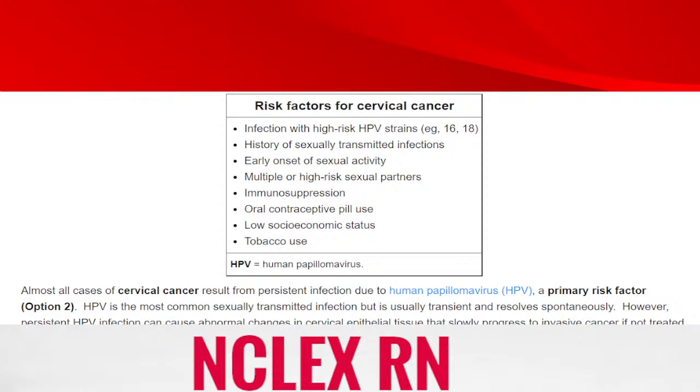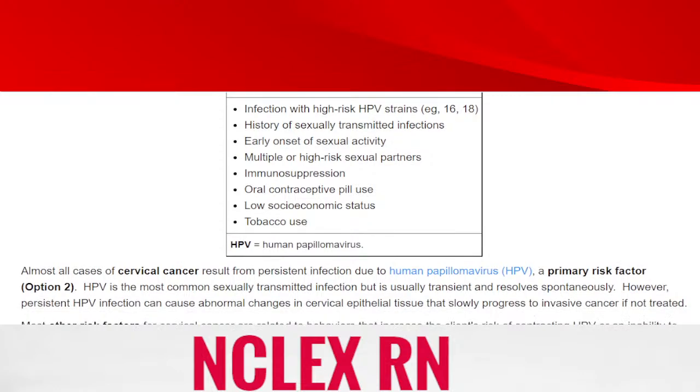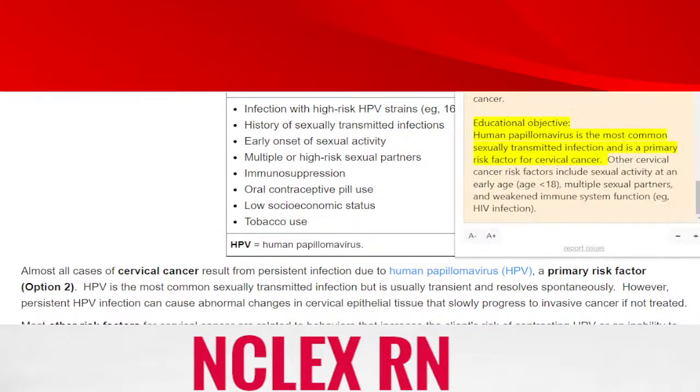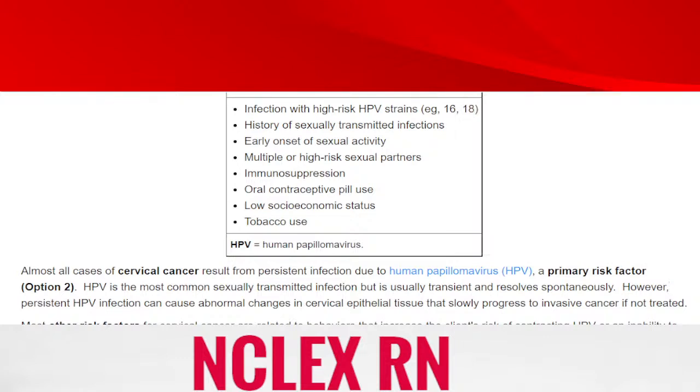Option 4, nulliparity, i.e., no previous pregnancies, is not a risk factor for cervical cancer; however, it is a risk factor for breast cancer. Educational objective: human papillomavirus is the most common sexually transmitted infection and is a primary risk factor for cervical cancer. Other cervical cancer risk factors include sexual activity at an early age, age less than 18, multiple sexual partners, and weakened immune system function, e.g., HIV infection.